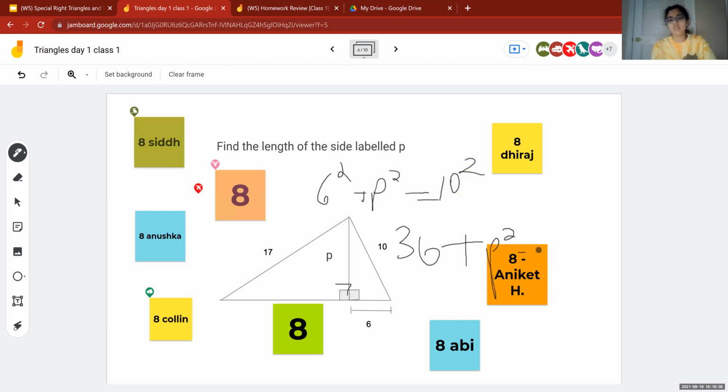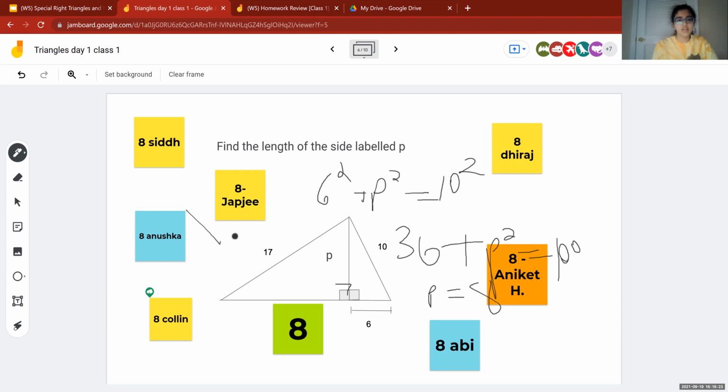Now we subtract 36 from both sides, and we get 64 is equal to P squared. Now you should know that 8 squared is equal to 64. So that means P is equal to 8. So that is our answer. Good job to everyone on this slide who got it correct.